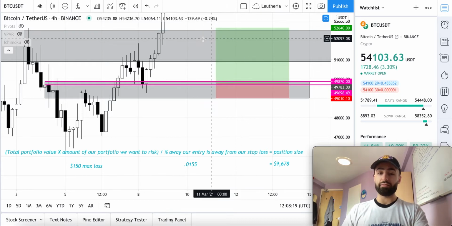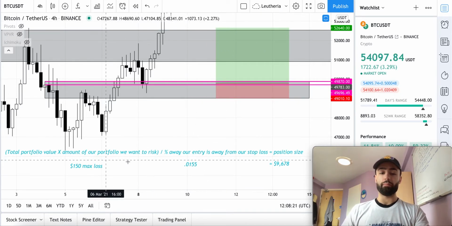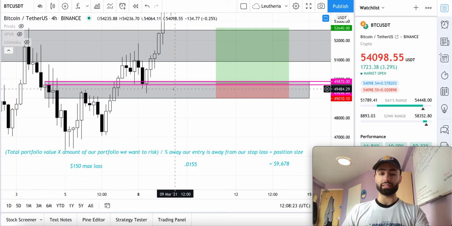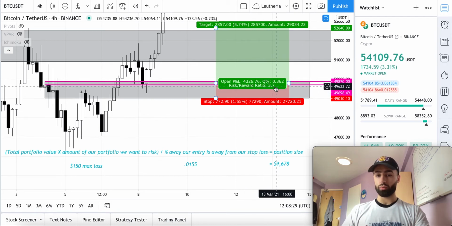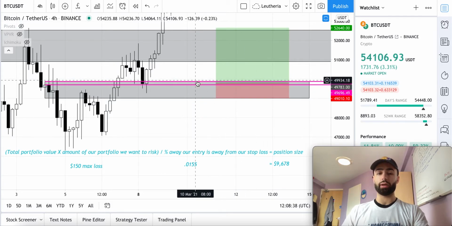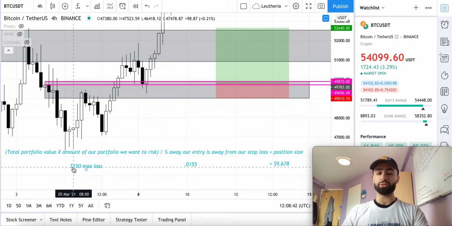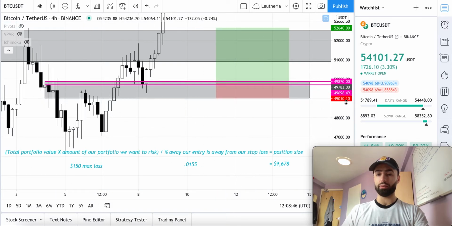So that is a very nice trade with minimal risk, a good established support level, with a tight stop loss here of 1.55%, a good strong risk reward ratio of 3.7, which means that if the trade goes our way, we'll make 3.7 times as much money than if the trade were to go against us and we got stopped out. The max amount we would lose is $150, and that's if we get stopped out at this price right here.